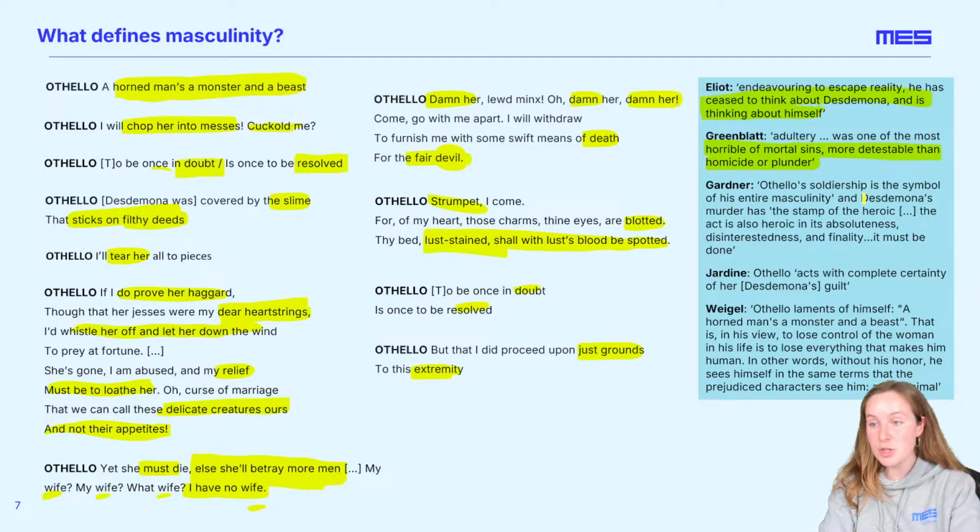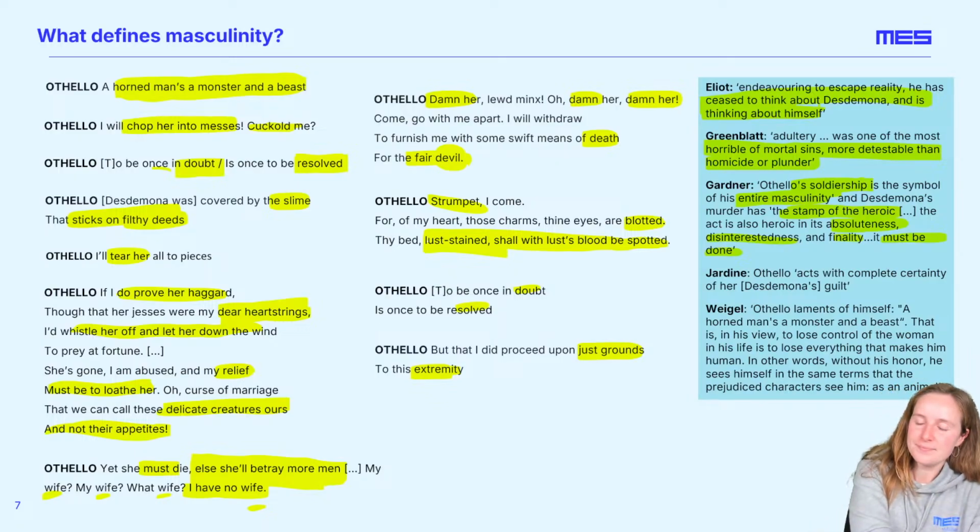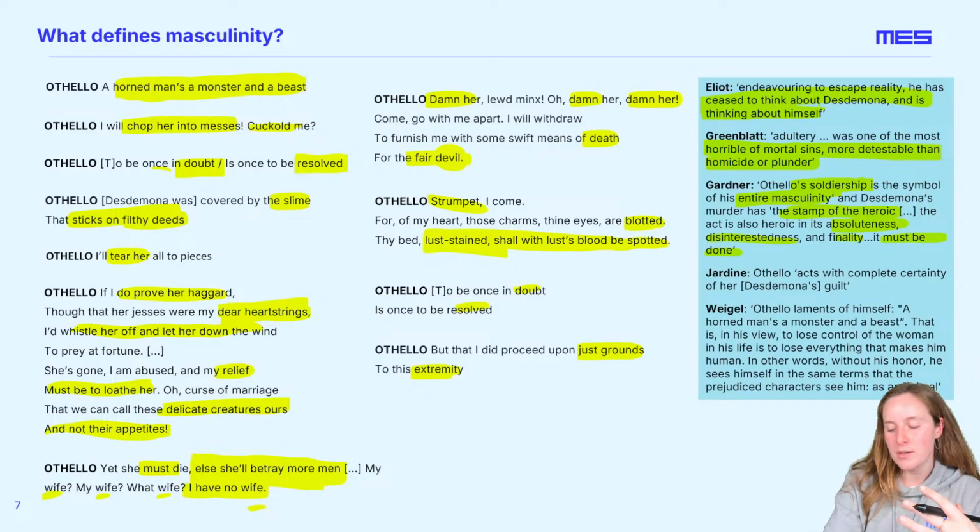Gardner says, Othello's soldiership is the symbol of his entire masculinity, and Desdemona's murder has the stamp of the heroic. The act is also heroic in its absoluteness, disinterestedness, and finality. It must be done. So this idea of him conquering and destroying this treasonous enemy, which makes sense because in Act 5, Scene 2, when he is giving his final speech, Othello talks about these traitors to Venice, who he punished here, and this idea that he is trying to kind of reconquer what was betrayed.